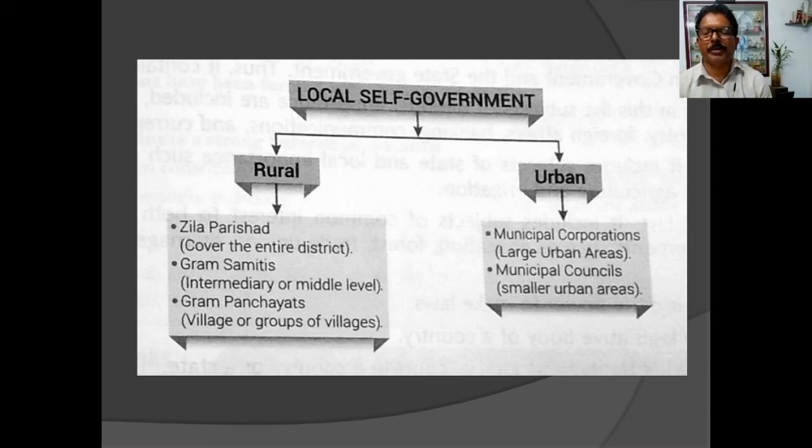And below the Zilla Parishad we have Gram Samadhis, or we call it a block or mandal, or we call it a Panchayat Samadhi. And below that we have Gram Panchayats, or we have village Panchayat. That is at the rural level. It's a three-tier system: Gram Panchayat, Panchayat Samadhi or Gram Samadhis, and at the top we have Zilla Parishad. And in the urban level we have municipal corporations. In the big cities we have municipal corporations, and the other ones we have municipal councils, or we call it municipalities in the small urban areas.